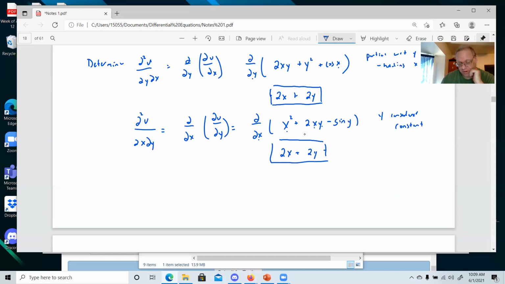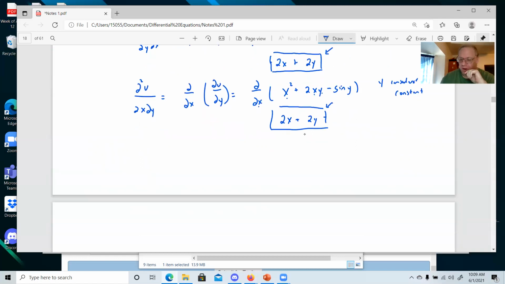And then I want you to make an observation here and say, wait a minute, these look awfully similar to each other. Yes, they do. Will they always be the same?